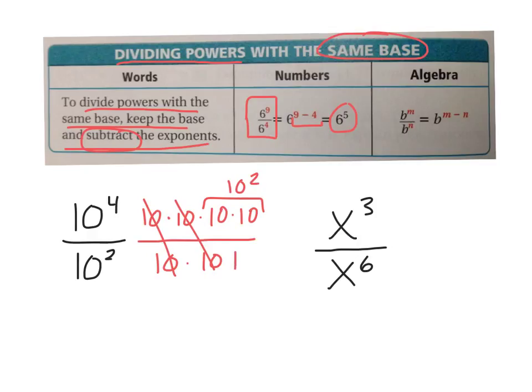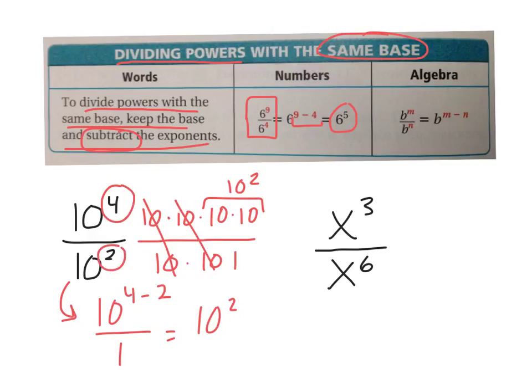So 10 to the 4th divided by 10 to the 2nd is 10 to the 4th minus 2nd power over 1. So it's 10 to the 2nd. And I don't need to write over 1. So when the numerator has a power that's higher than the power in the denominator, you end up with a number on top, 10 squared over 1, or 100. You could simplify this further and write 100.